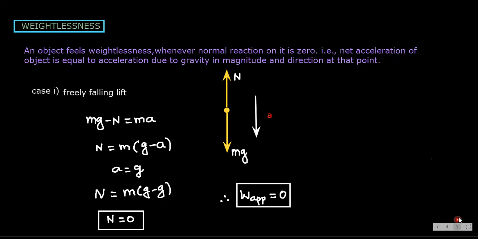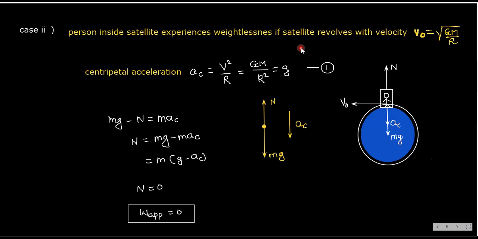Right, let's move ahead. This first case was inside the lift. Now the second case: a person inside a satellite experiences weightlessness. If the satellite revolves with velocity v0 equal to root GM by r, then centripetal acceleration ac is equal to v square by r, which is equal to GM by r square, which is equal to g. Means centripetal acceleration is equal to g here.